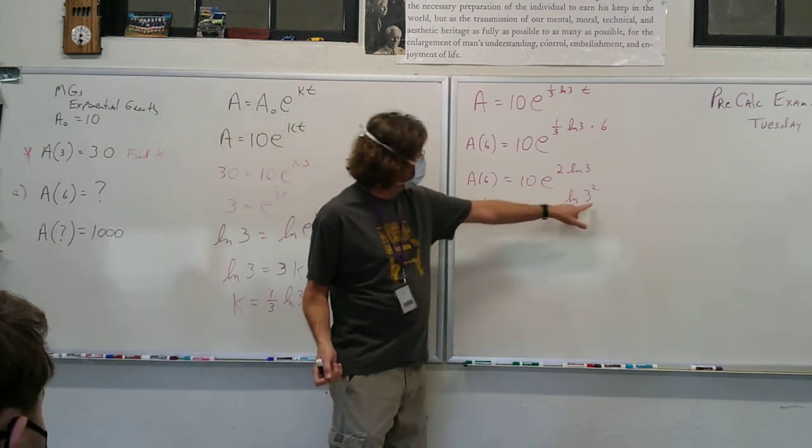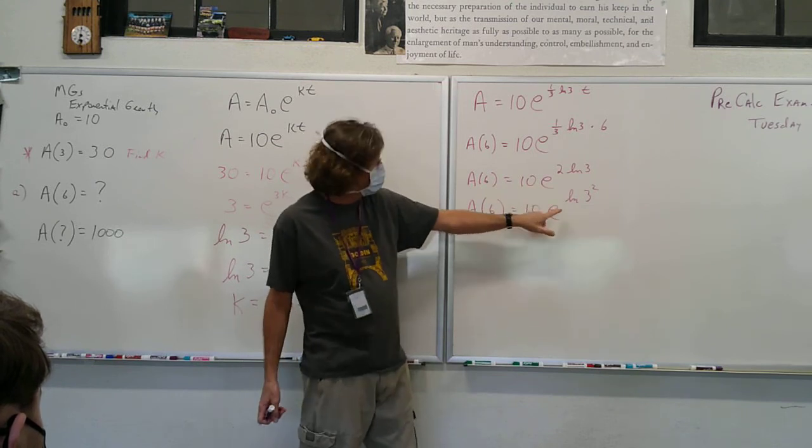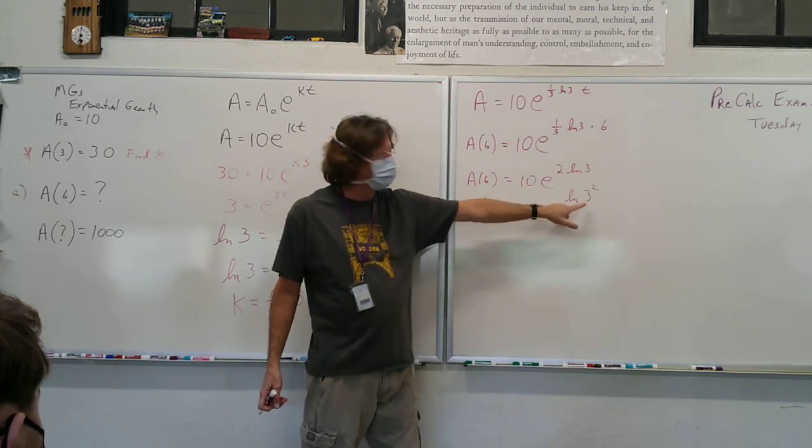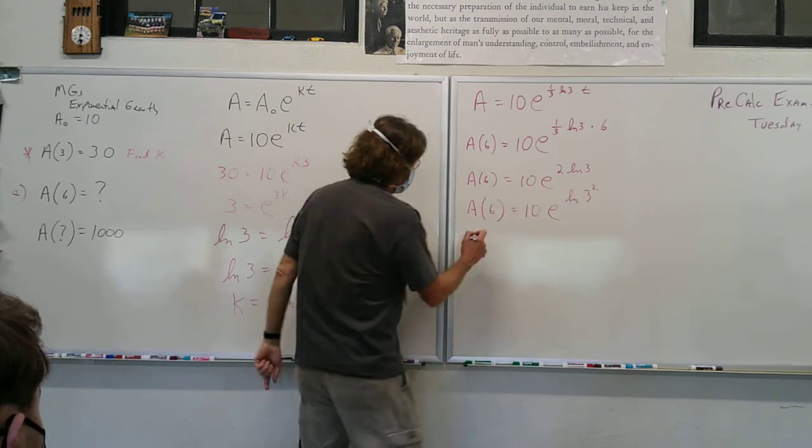Does everybody realize that just equals 9 right there? All of that equals 9? Because that's E to the natural log of something, right? That's the rule. So you'll get 9, so A of 6 equals 9.